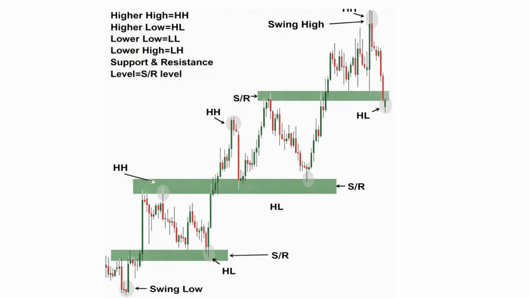Finally, swing high is where price turns down, and swing low is where price turns up. These swings help us understand trend and find strong levels. No indicators needed. Price itself tells everything. If you understand market structure, trading becomes simple.